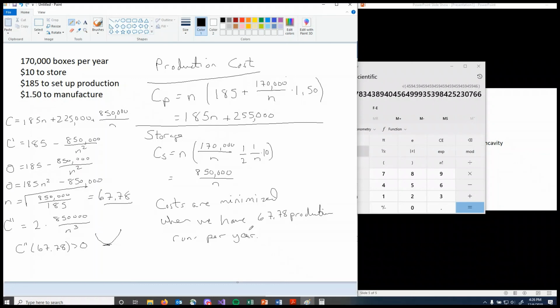Although, to be fair, 0.78 production runs per year just means that if we started production runs on January 1st, the production runs next year would start on some other day. So 67.78 is a reasonable answer to this question. And that's it. That's how we solved an inventory control problem.